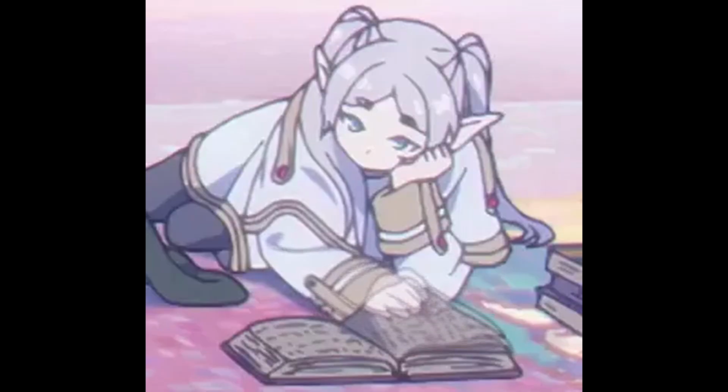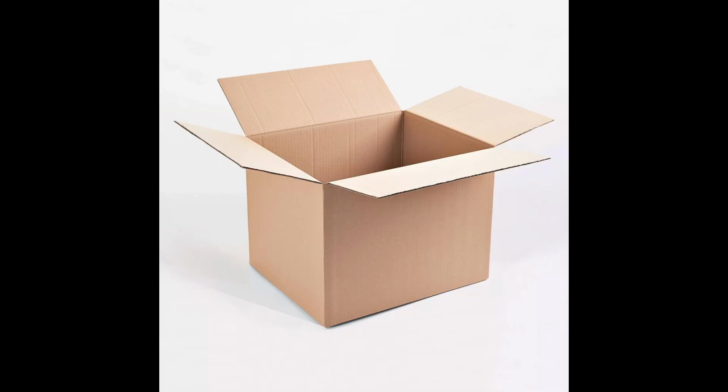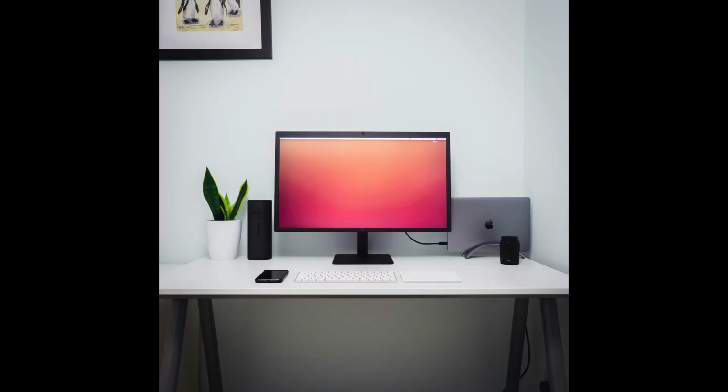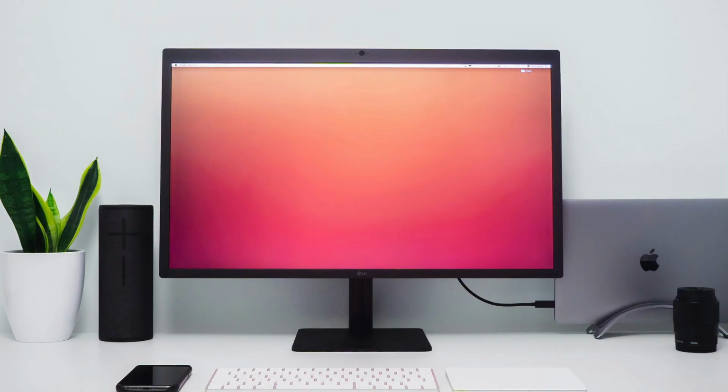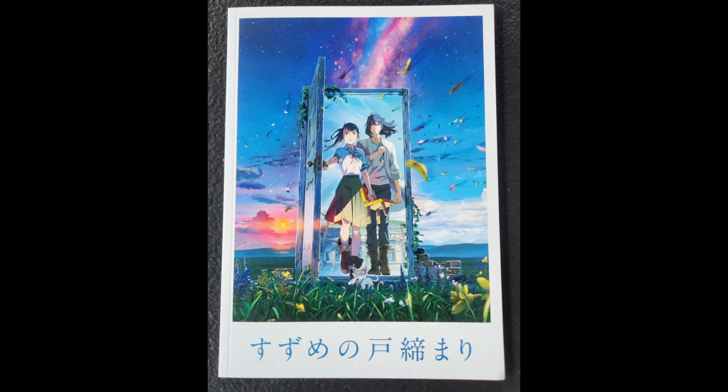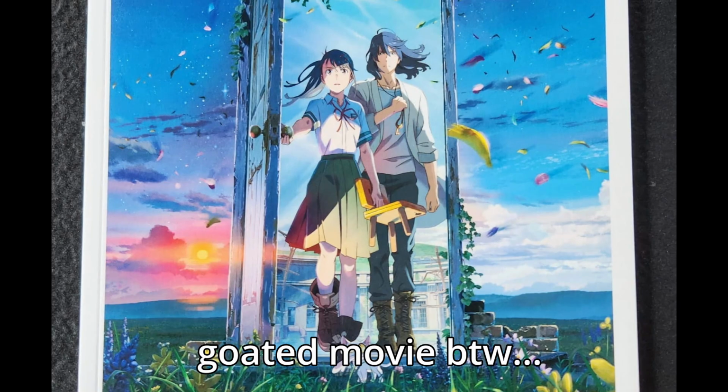All backgrounds in art follow perspective. The box in the corner there, yeah, that's in perspective. The computer on the table there, yeah, that's in perspective. The poster of your favorite anime on the wall there, yeah, that's in perspective too. And this is the first thing.